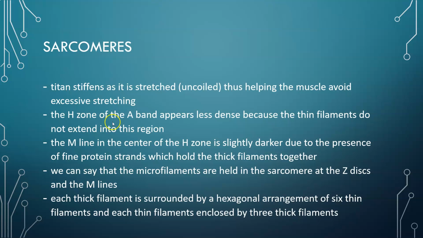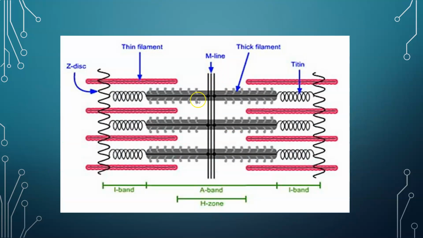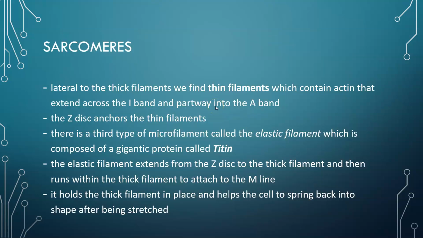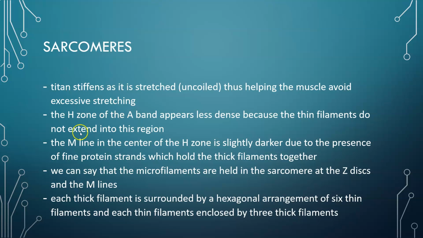So we say the H zone of the A band, which again is this central area here, running from tip of actin to tip of actin, that represents the H zone. We say that it appears less dense because the thin filaments do not extend into this region. The M line in the center of the H zone is slightly darker because it has the presence of protein strands which anchor the thick filaments together.